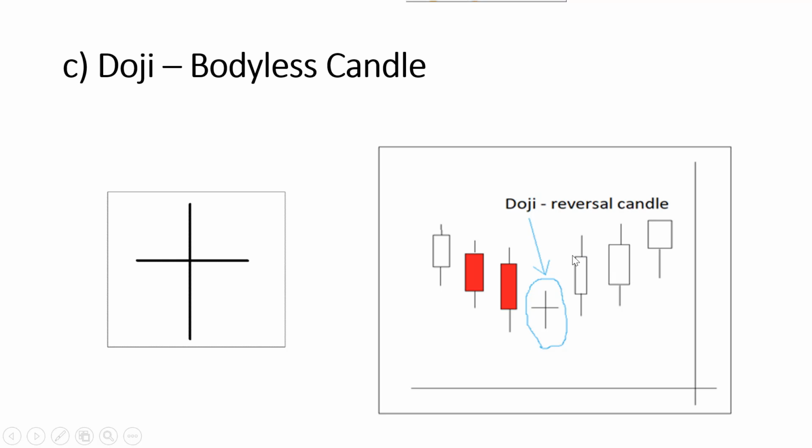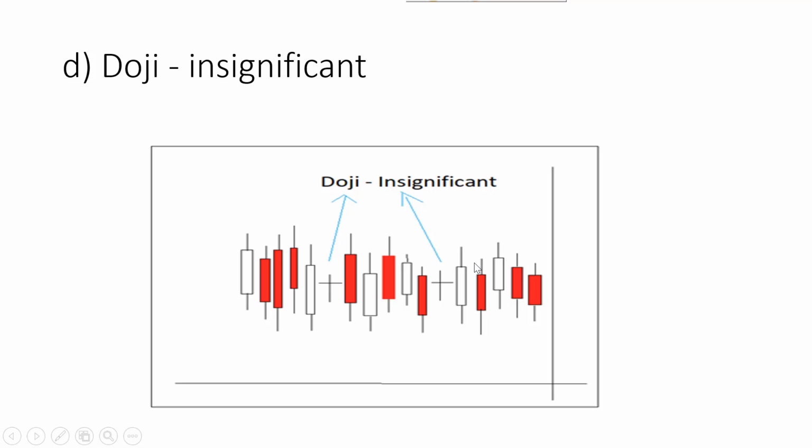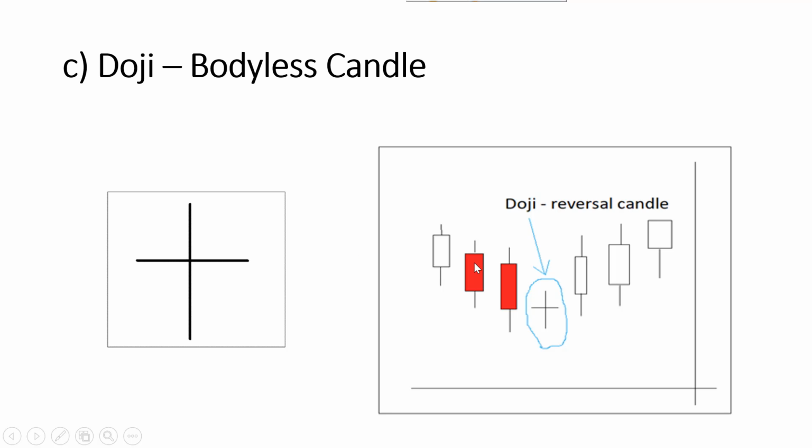A doji or a bodyless candle, it's again a narrow range candle and it's called a doji. So here the traders are indecisive. Again we can see in the previous days we were on negative price movements, and in the upcoming day we are going for a positive price movement. So this is the dip that the traders are willing to invest in.